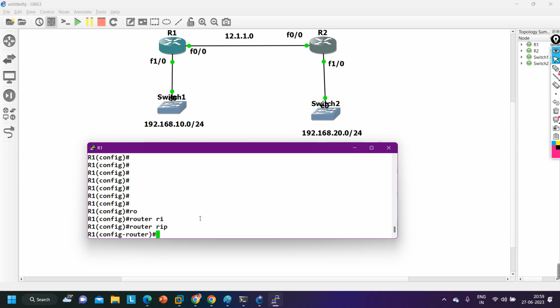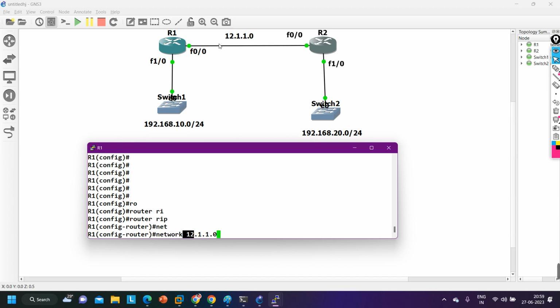After that, as I told you, we enable the routing protocol on the interface of the router. So what we will do, through the network command we will enable the RIP routing protocol on the interface of the router. Let's say here I am running network 12.1.1.0. Once I hit enter, this router R1 will check which interface this network is running on. So it will find F0/0. It will enable the RIP protocol on this interface.